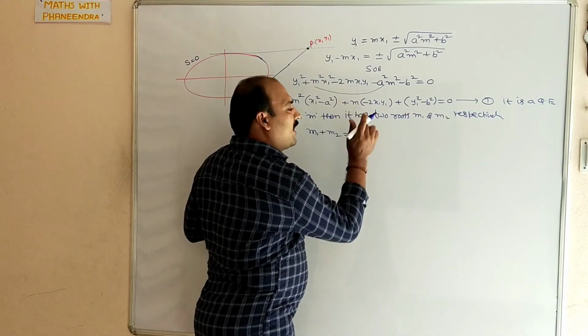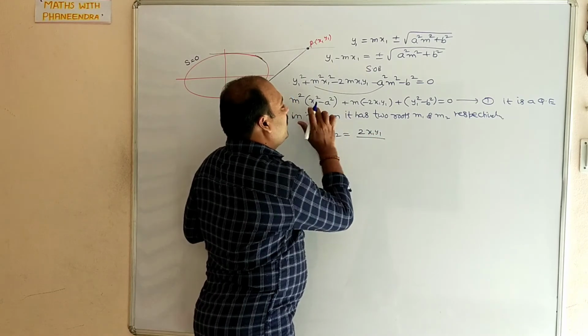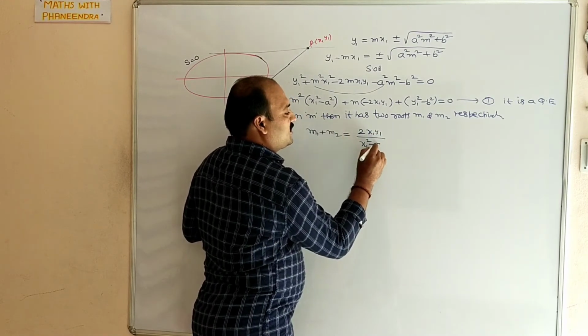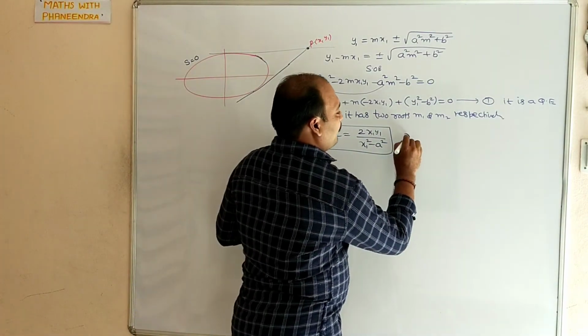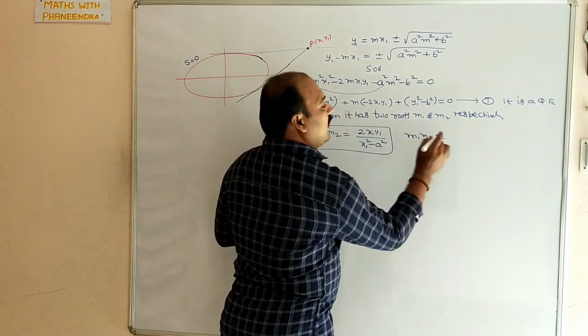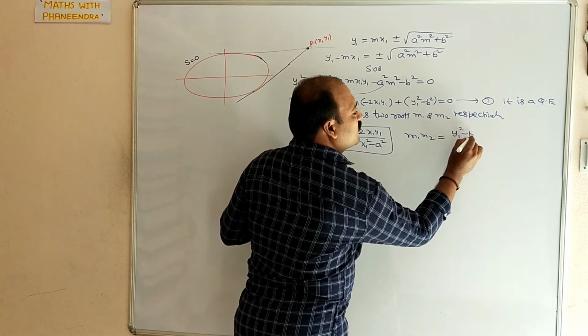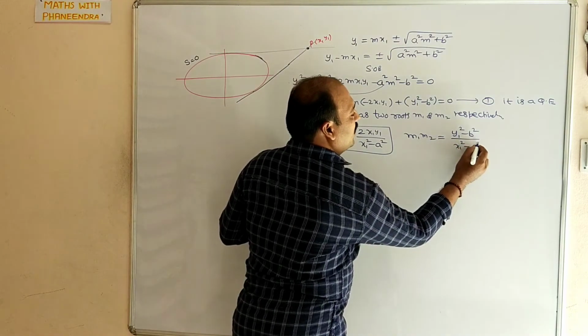So here the minus is already there. So 2x1y1 divided by the value x1 square minus a square. And the product of the slopes, m1 m2, equals c by a: y1 square minus b square divided by x1 square minus a square.